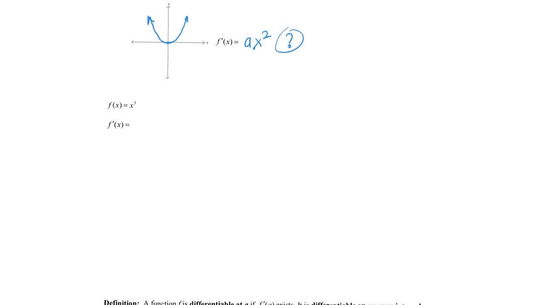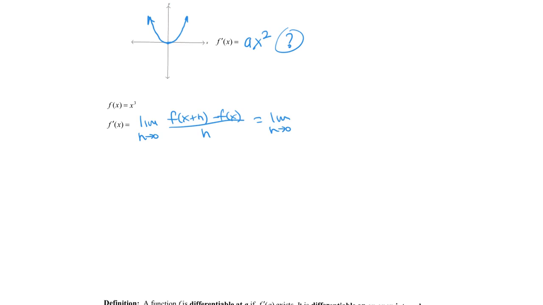So let's try it out. f prime of x is going to be the limit as h approaches 0 of f of x plus h minus f of x, all over h. So if we plug this in, we get the limit as h approaches 0. Now remember, this is f of x. I need f of x plus h. So wherever I see an x, I'm going to put an x plus h.